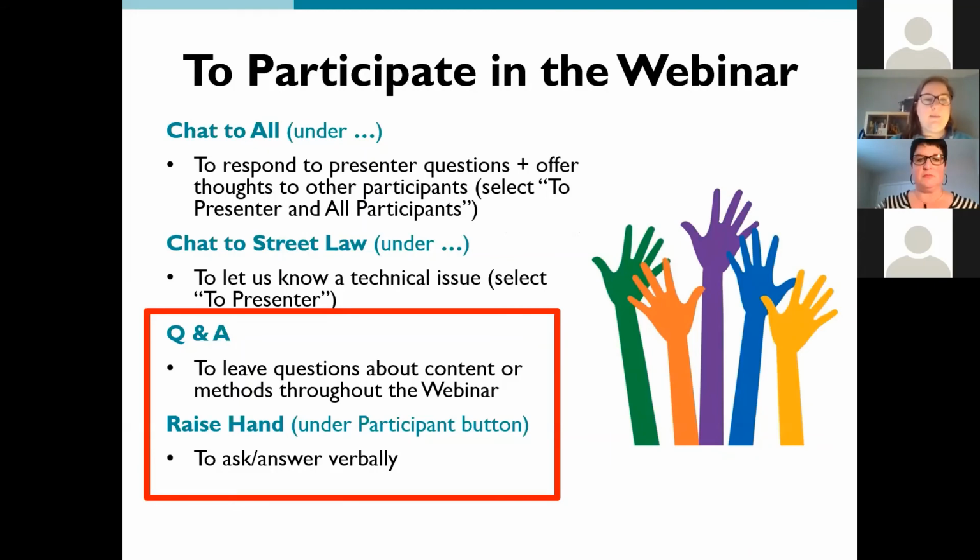During this time, the best way to communicate your questions is either through the Q&A option or by raising your hand in order to ask a question verbally. The chat box sometimes gets a little overloaded and we might miss questions there. So if you can either use the Q&A or the raise hand function to ask a question, we'll leave a couple minutes for you if you're thinking about a question now.